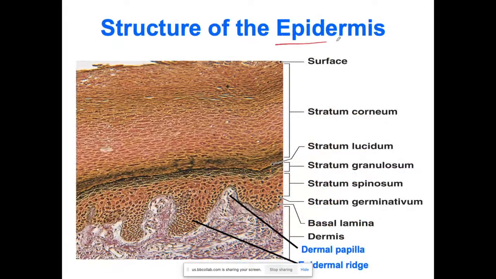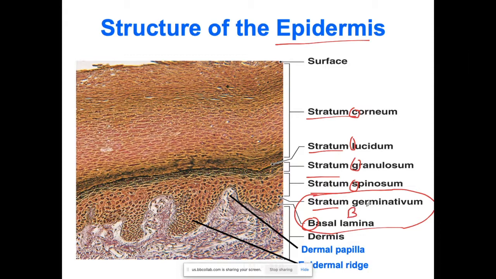The 5 layers of the epidermis, they all have the word stratum in it. Stratum means layer. And from superficial to deep, there's a little silly mnemonic: Sher loves getting skin Botox. Sher loves getting skin Botox. Sher for corneum, lucidum, granulosum, spinosum, and the deepest layer is called stratum germinativum or stratum basale.